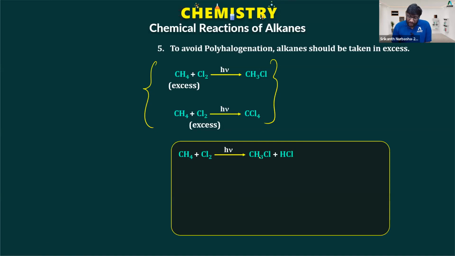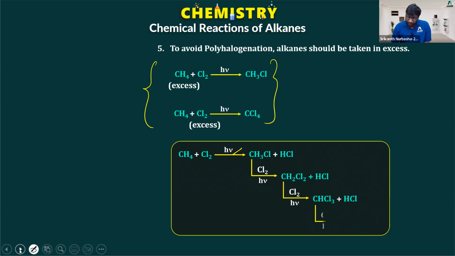CH4 plus Cl2 gives rise to CH3Cl plus HCl in the presence of hν. CH3Cl again treated with Cl2 in the presence of hν forms CH2Cl2 and HCl. CH2Cl2 treated with Cl2 in the presence of hν forms CHCl3 and HCl. CHCl3 treated with Cl2 in the presence of hν forms CCl4 and HCl. So this is a sequence of steps. Everyone got this or not? This was a sequence of steps.